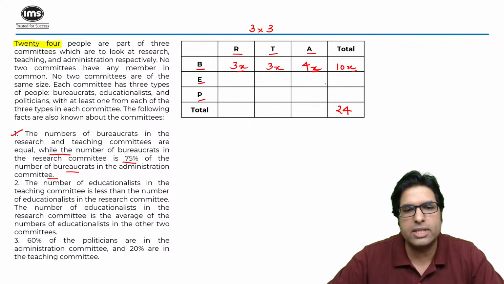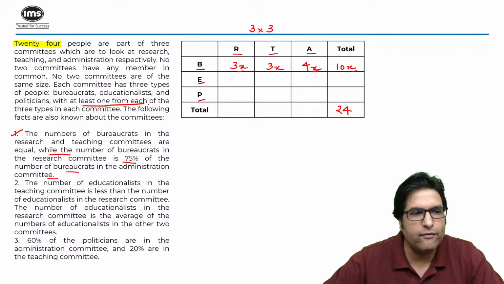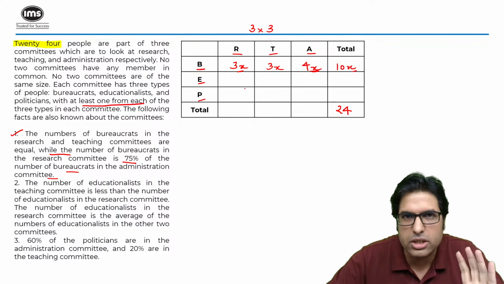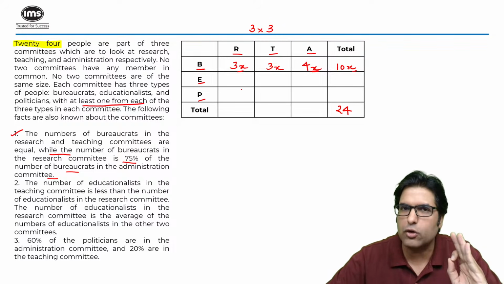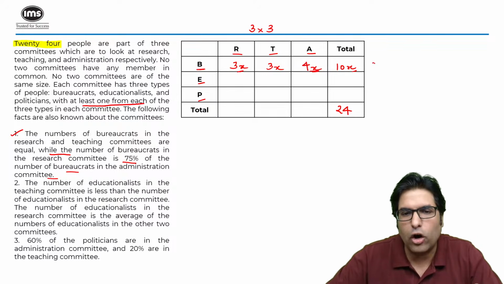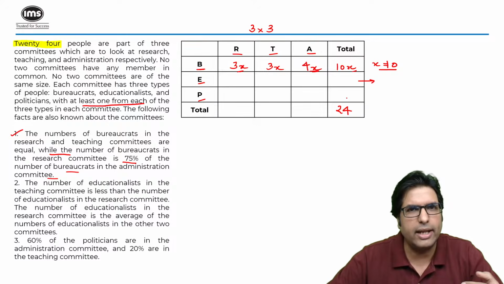The moment you do this, they have already given us that each committee has three types of people with at least one from each of the three types, which means across the 9 boxes or grids that you've created, you will have at least one value everywhere. And therefore, x cannot be equal to 0. Can I say this for sure? Yes. In fact, what could be the minimum value in the educationalist total column? We'll say, sir, at least 1, 1, 1 have to be here.